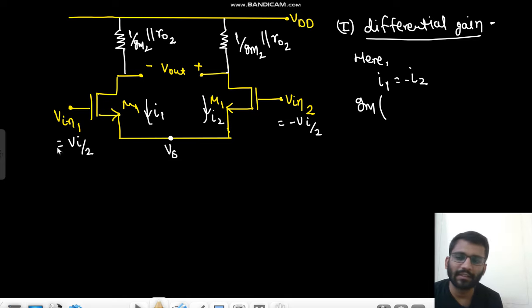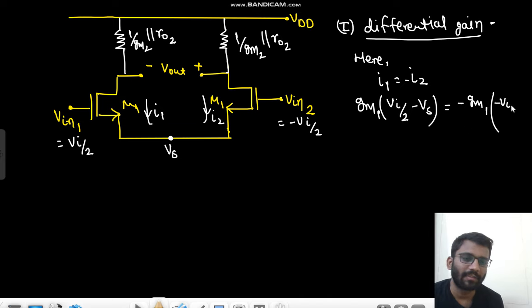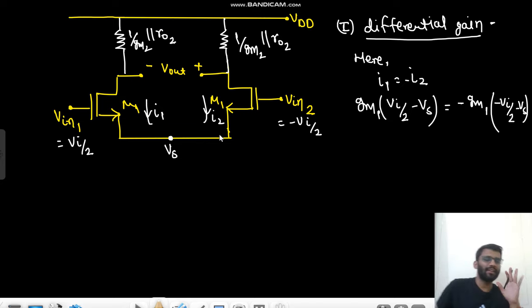So what you can write? GM VGS. VGS is V in by 2 minus VS. I1 is equals to minus I2. I1 is GM1 V in by 2 minus VS equals to I2. R0 we are neglecting. Okay, here R0 we are neglecting. It will make the problem complex, nothing else. And for this I2 it is minus GM1 V in by 2 minus VS.